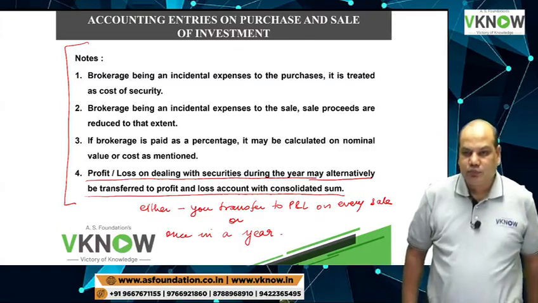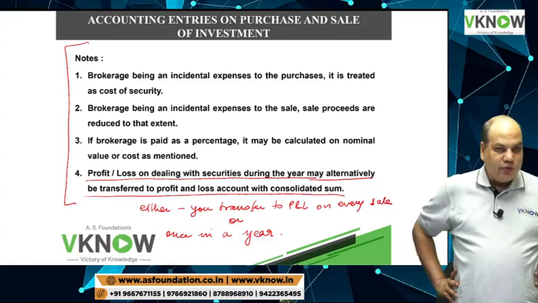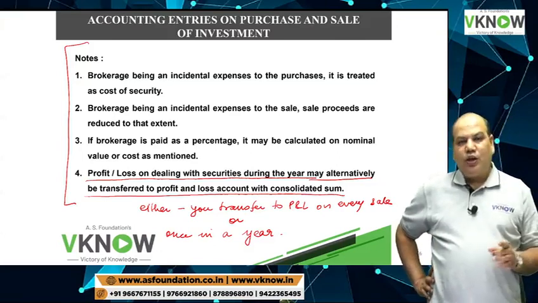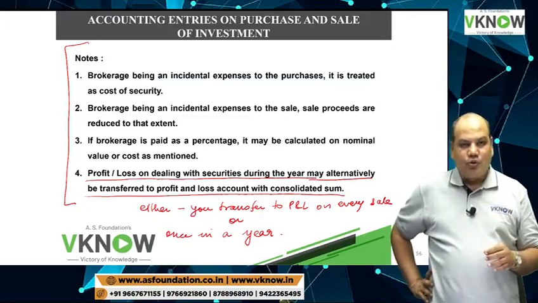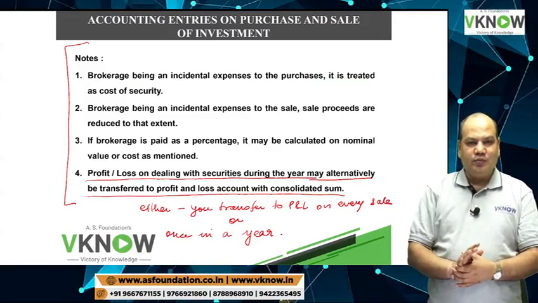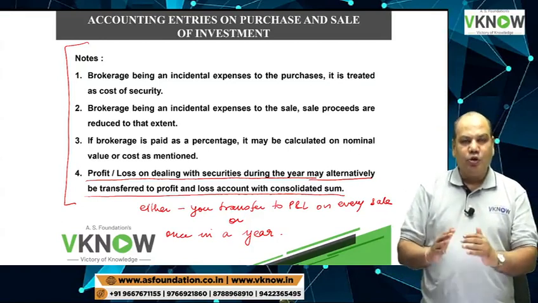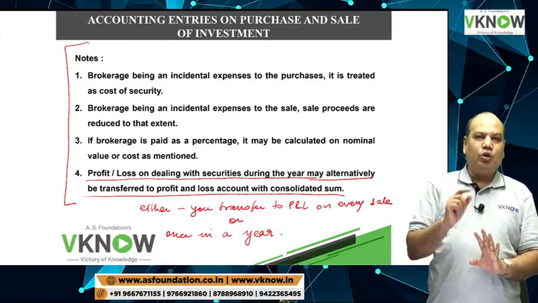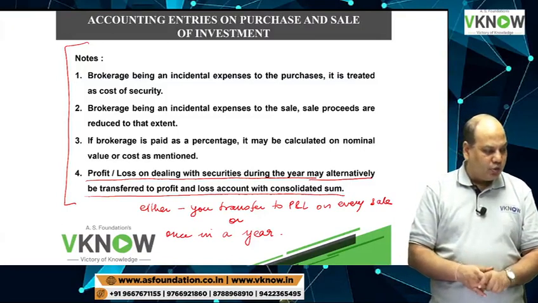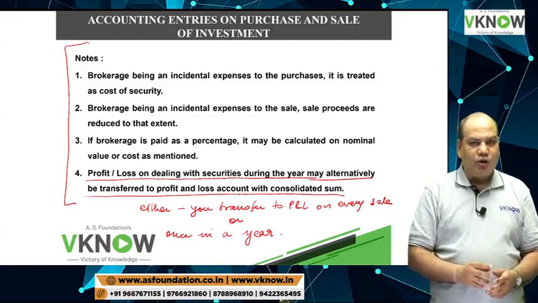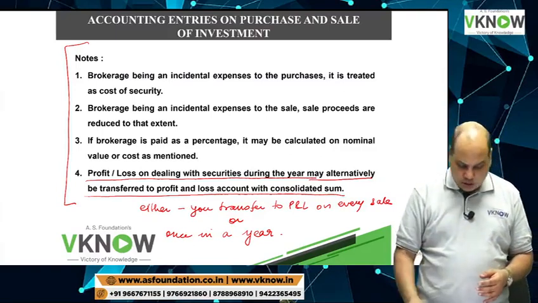So what does that mean? Suppose I have sold investment 5 times in a year. So on every sale I will calculate the profit or loss and transfer it to P&L account. Option number 2: at the end of the year, calculate the total profit or loss on all the sales made during the year and transfer one total profit or total loss figure to P&L account. Both are acceptable. You can either transfer to P&L account one by one or you can transfer a lump sum amount at the end of the year. So both are okay. No problem.